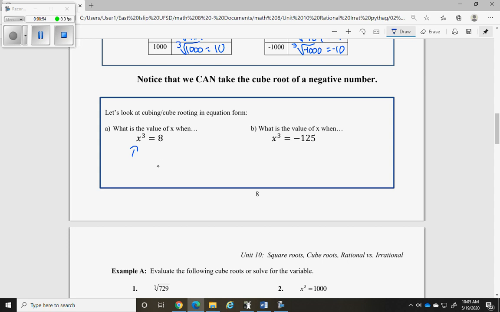What number to the third power is 8? X would be 2. And there's only one answer. It's not negative 2 also, because negative 2 to the third power would give me a negative 8. What number to the third power is negative 125? Oh, I guess X would have to be a negative 5. Let's do some examples.